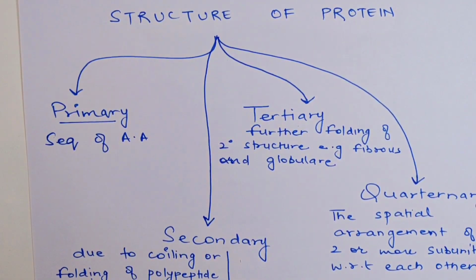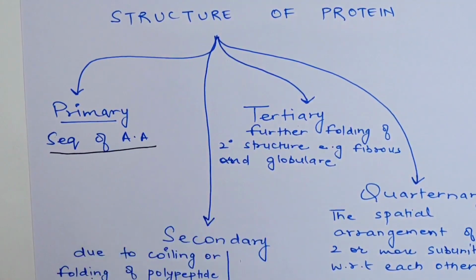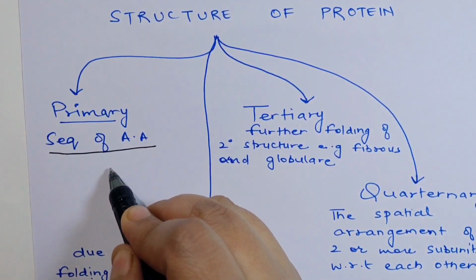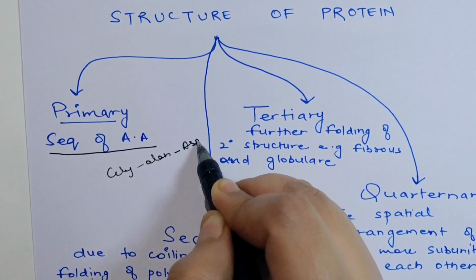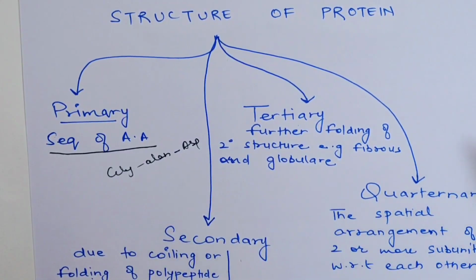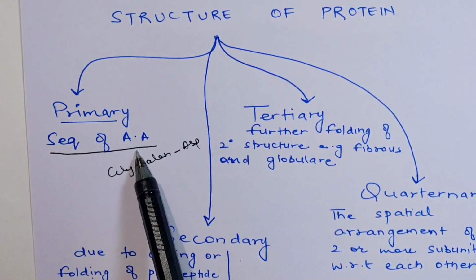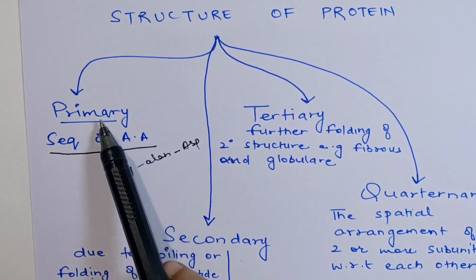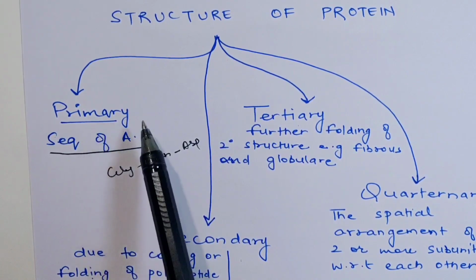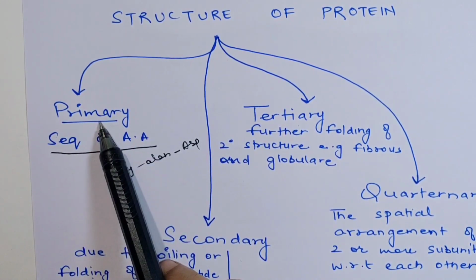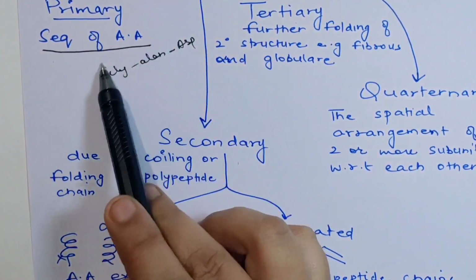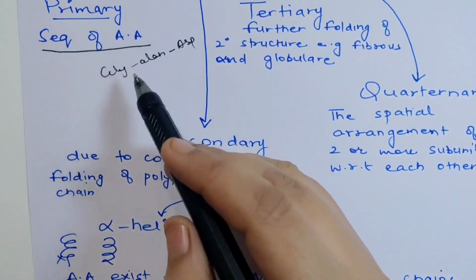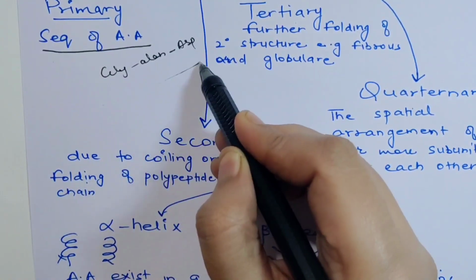Primary is very simple. It's simply the sequence of amino acids, whether it's glycine, then alanine, and then aspartic acid, or aspartic acid, then alanine, and then glycine. Different proteins have specific sequences of amino acids, and that is what constitutes the primary structure of protein. Then when the amino acids combine together through peptide linkage, they form a polypeptide chain.